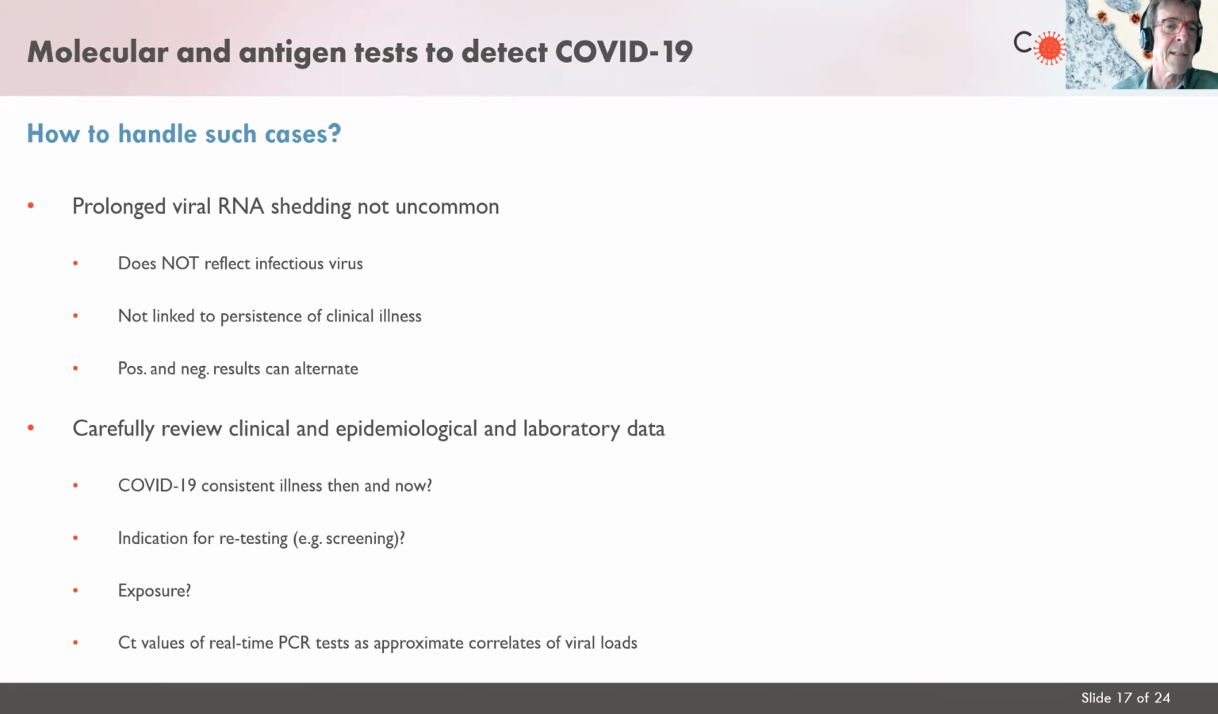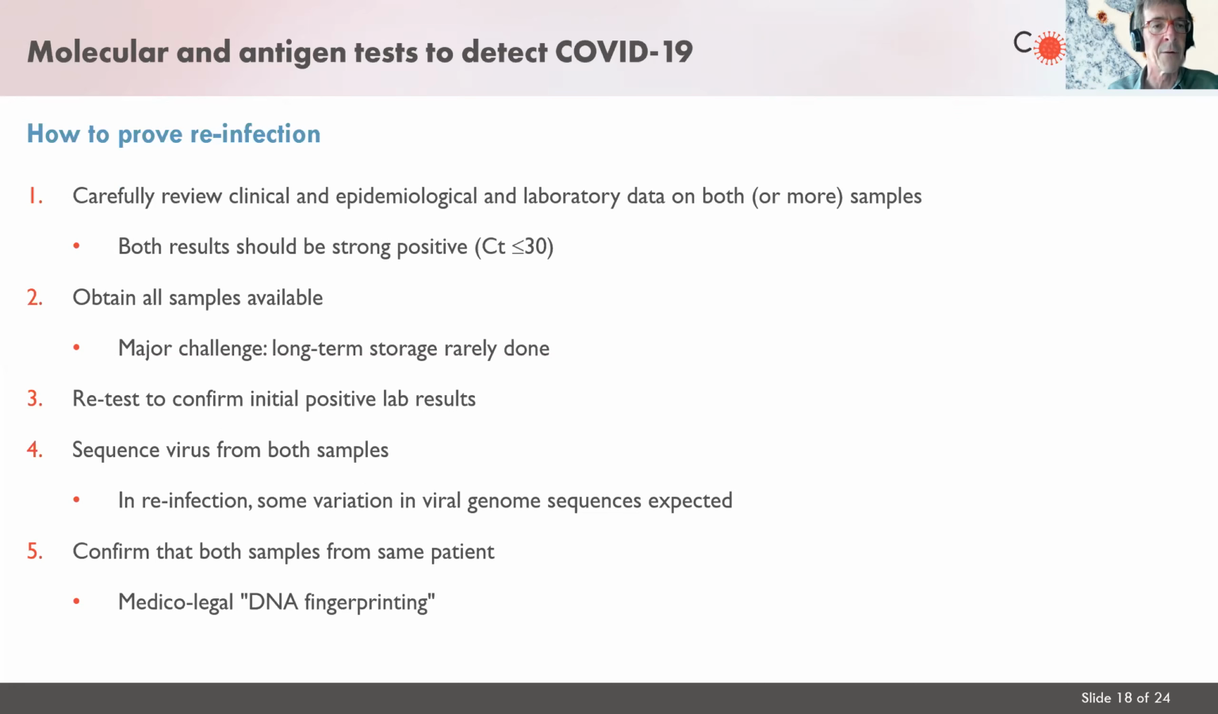So how to handle these cases? I think that's something we all need to grapple with, and we're doing that on a daily basis. Prolonged viral RNA shedding is known to be very common. It does not reflect infectious virus. It does not seem to be linked to persistence of clinical illness or so-called long haul or long COVID. And it can lead to positive and negative results alternating if the viral load is low, and sometimes it's detected, sometimes not. So what we recommend is a careful clinical, epidemiological and lab review, looking at illness, indications for retesting, exposure, and then also at the lab results. And here the CT values of real-time PCR tests can give an indication of the amount of virus present and can help to decide whether the second episode is actually just residual RNA shedding.